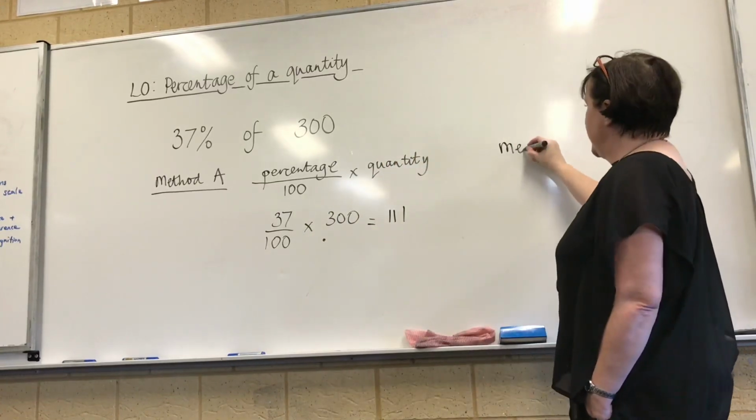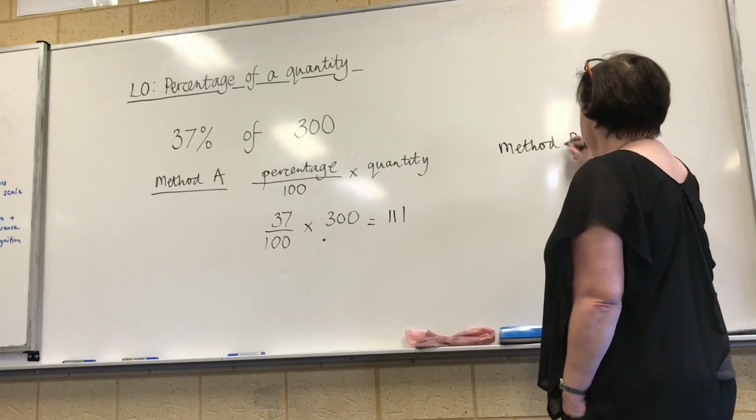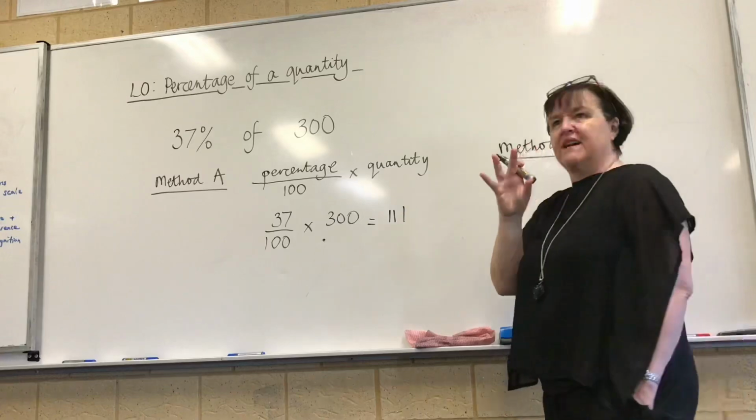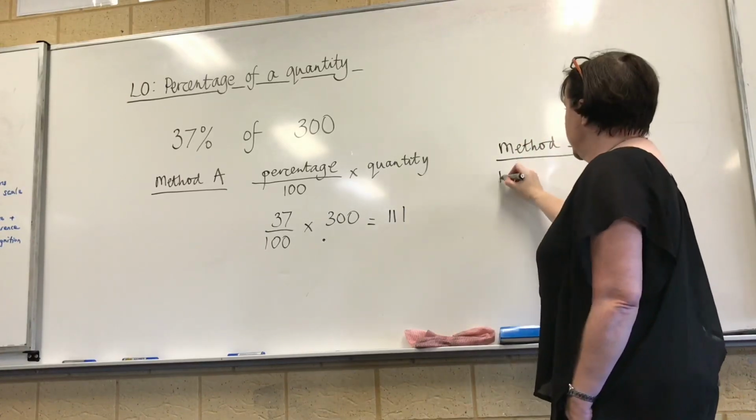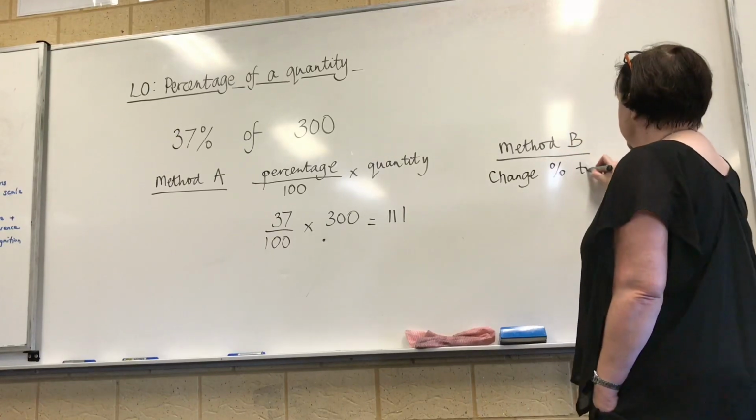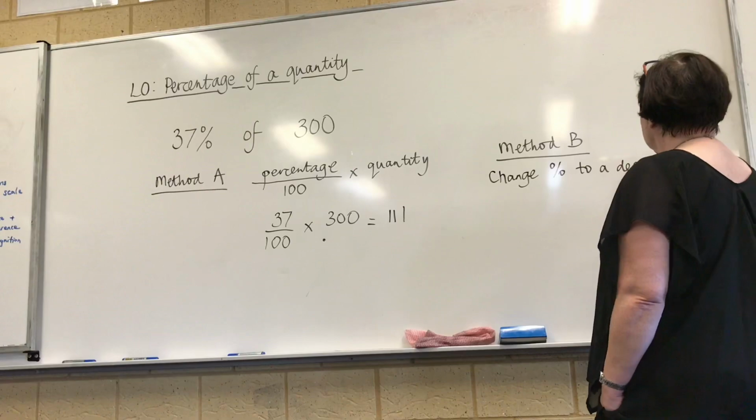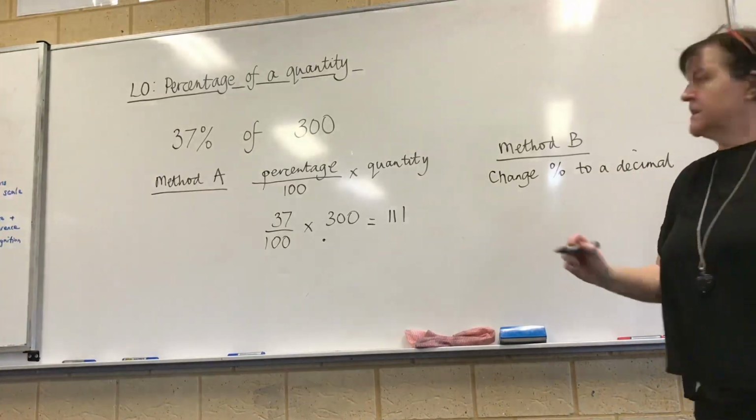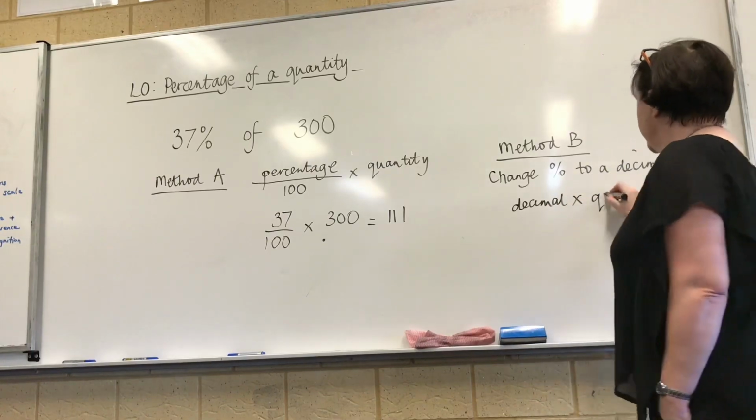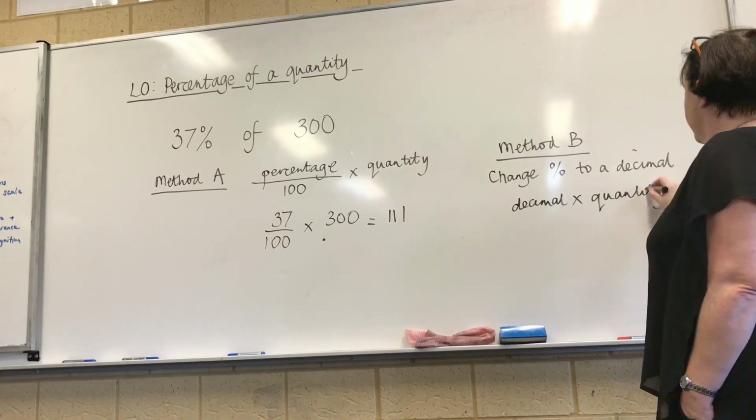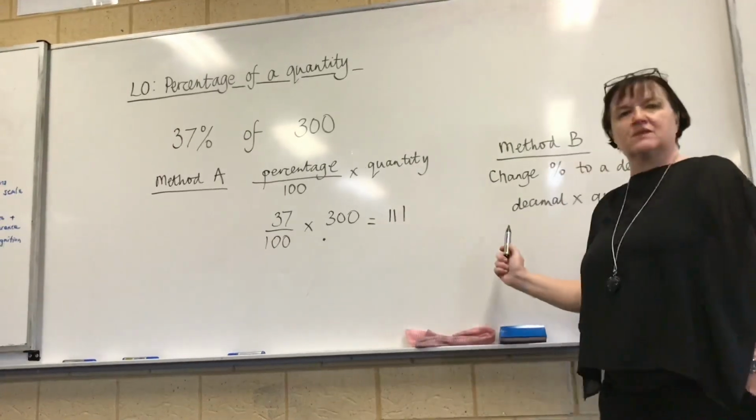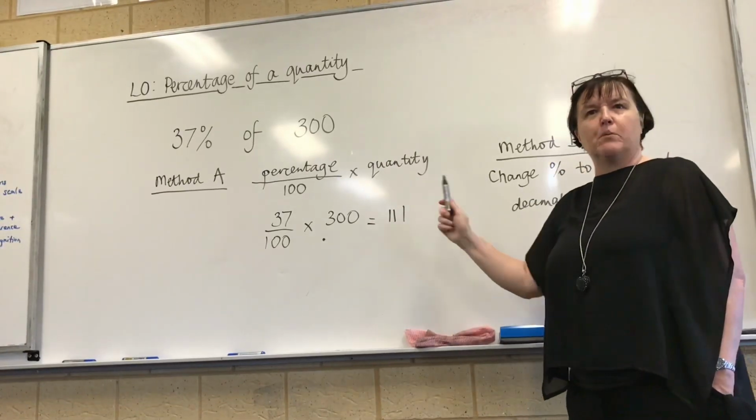Now, method B is kind of the same, but we do it slightly differently. First thing you do is you change the percentage to a decimal, and then you do the decimal multiplied by the quantity. Now, who can see what the similarity is? What's the same thing that you're doing on both of them?